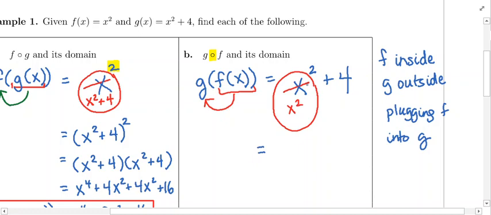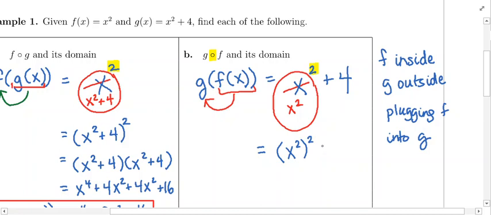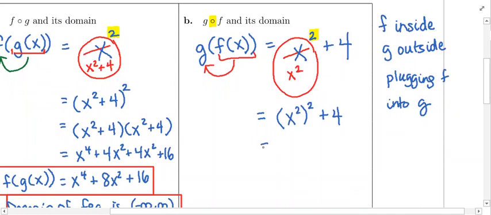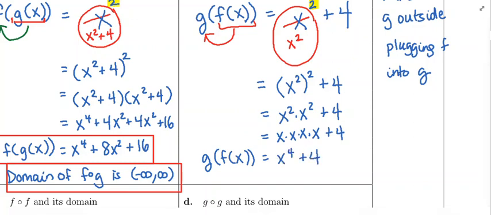Think of the circle as parentheses. So we're going to have x squared, and then that has to be squared. So we're going to have x squared squared plus 4. And if we simplify, this is going to be x squared times x squared plus 4. So this is really x times x times x times x plus 4. So g of f of x is going to be x to the 4th plus 4. That's your brand new function.